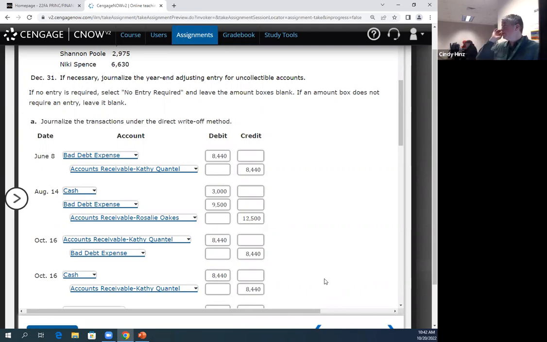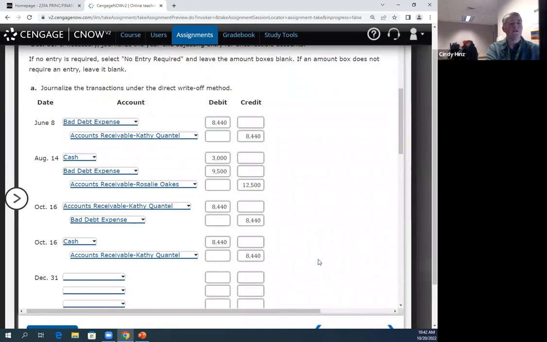However, doing it in a 2-step process like this gives us more of an audit trail to show where that $8,440 came from. It came from Kathy Quantel. So it's not as efficient. It's two entries where one might suffice, but it does give us a little bit better way of tracking where that actually came from. Does that make sense?